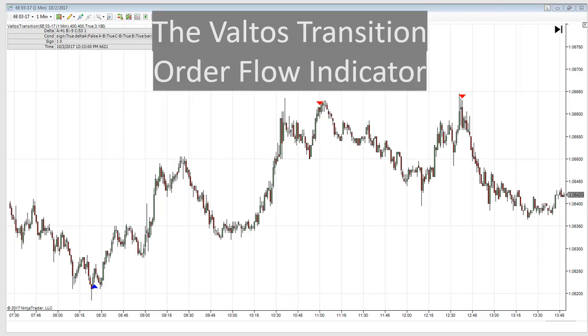Hey everyone, it's Mike Valtos here from Orderflows.com, and today I'll be talking about my new indicator, the Valtos Transition. This is the third indicator that I've released recently. The other two were the Flip and the U-Turn, and I was putting them together as a three-part package, and people were complaining. They were saying, "Oh, it's terrible," but they didn't take the time to actually sit down and learn it.